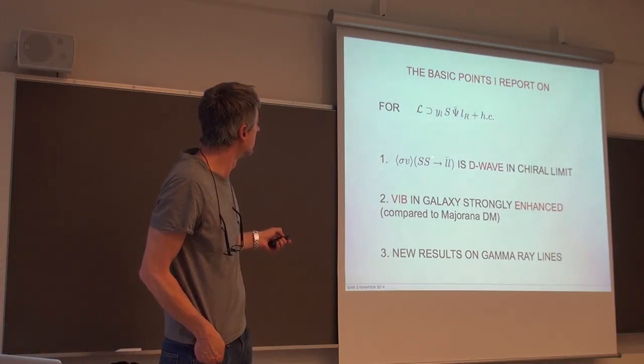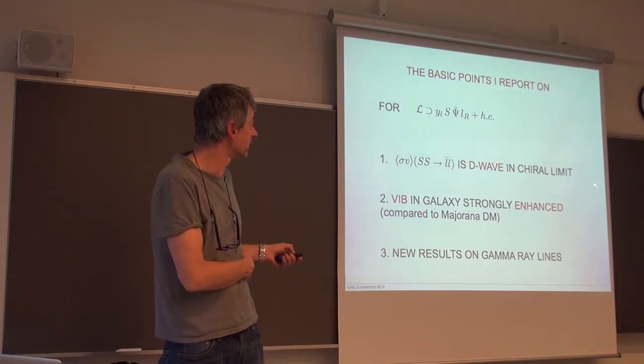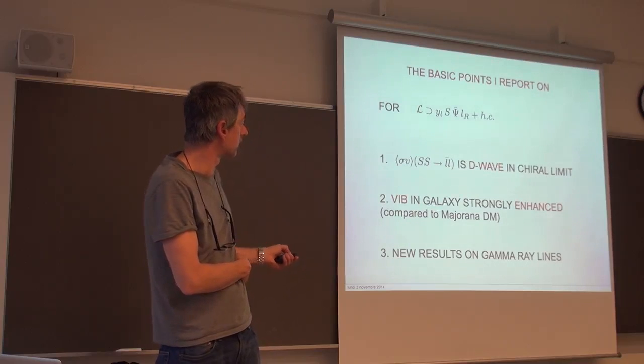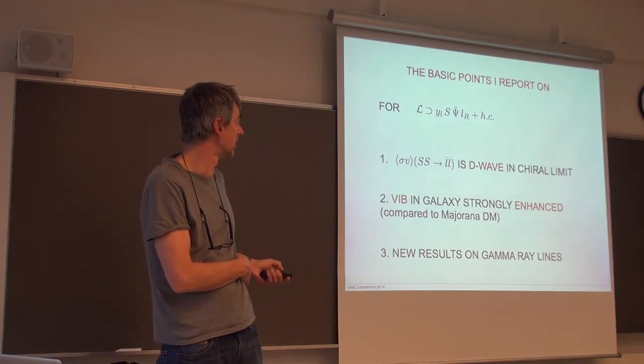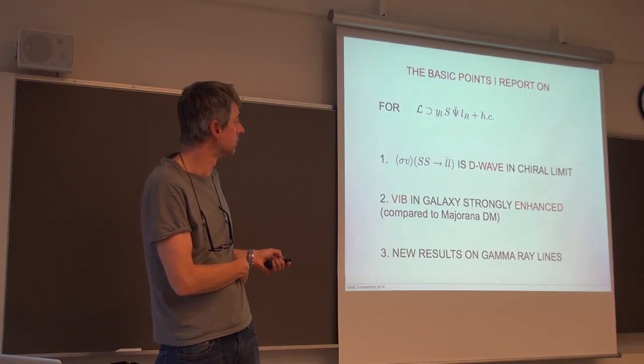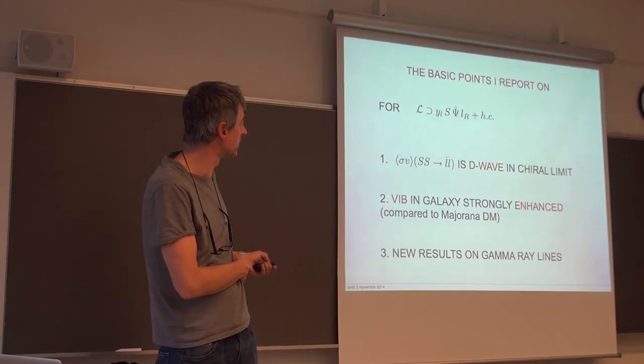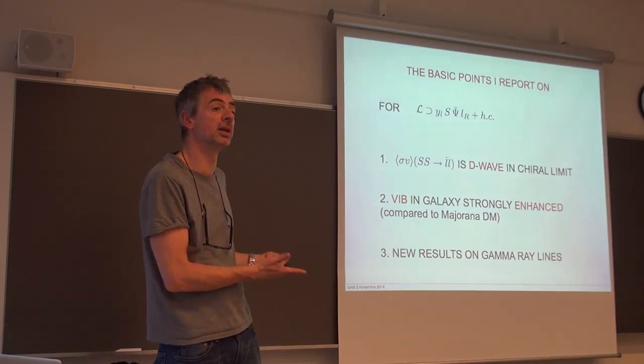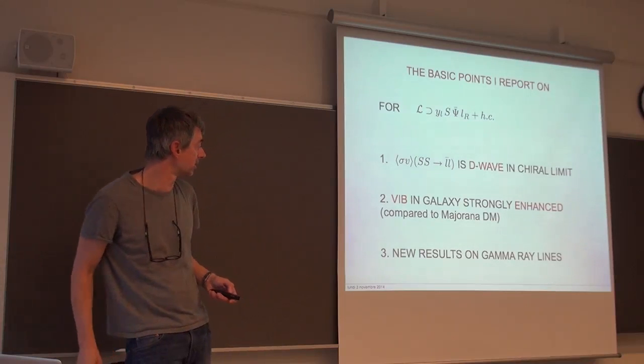The basic point I will report on is that for this kind of interaction, the annihilation cross-section is a D wave in the chiral limit. I'm going to explain what that means. Then I will show that internal Bremsstrahlung is very strongly enhanced. To make sense of this enhancement, I will compare to another model, which is basically the neutral limit: Majorana dark matter.